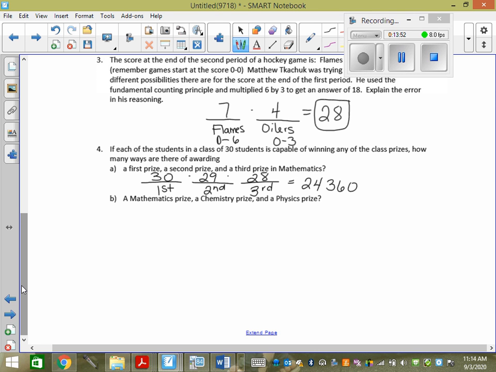Then we have a math prize, a chemistry prize, and a physics prize. You have to remember there could be a genius amongst you. Could the genius, if they win the math prize, not be allowed to win the chemistry prize? No, they totally could, right? And they could win the physics prize. So, 30 times 30 times 30, which I believe is 27,000.